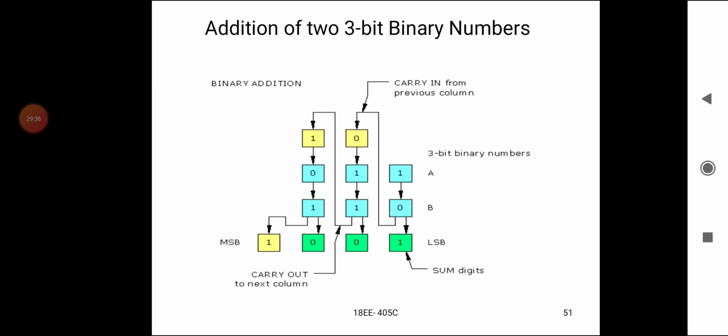So 0. Now 3 bits are added, 0 1 1. We'll get sum 0 and carry 1. So carry 1 is forwarded to the next higher significant bit. Now 1 0 1, sum is 0 and carry is 1. So the carry is the MSB. Now output is 1 0 0 1. The sum digits are 0 0 1, where the carry bit is the MSB 1, shown in the yellow color.